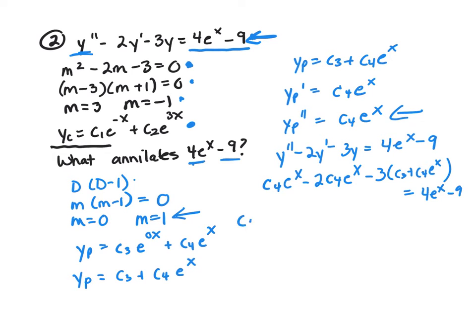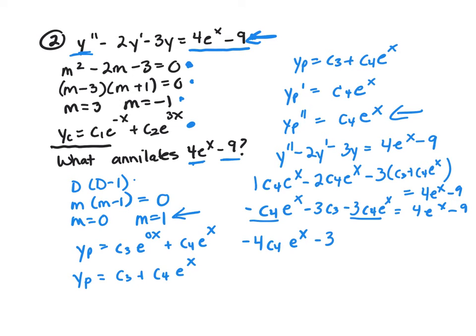So this is c4 e to the x minus, well, we can go ahead and combine those because I'm running short on room. So let me erase that. Combine the first two and that gives you negative c4 e to the x, because 1 minus 2 is negative 1, minus 3c3, I'm distributing that minus sign, minus 3 c4 e to the x equals 4 e to the x minus 9. And I can combine these, and that gives me negative 4 c sub 4 e to the x minus 3 c3 equals 4 e to the x minus 9.